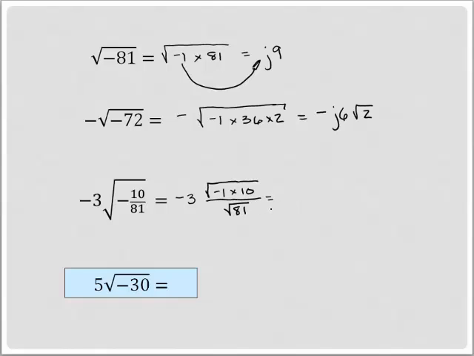The only thing we can take outside is that j, so we'll have negative 3j square root of 10. We have to leave that. We can't do anything with it. But down the bottom, square root of 81 is 9. Now, one little last thing, we know we can simplify this 3 and 9. So we actually have negative j square root of 10 over 3.